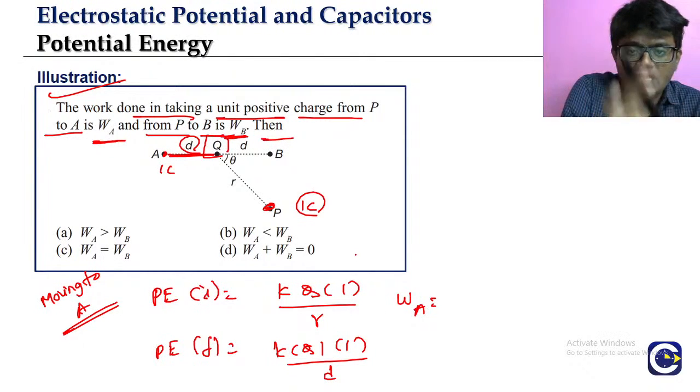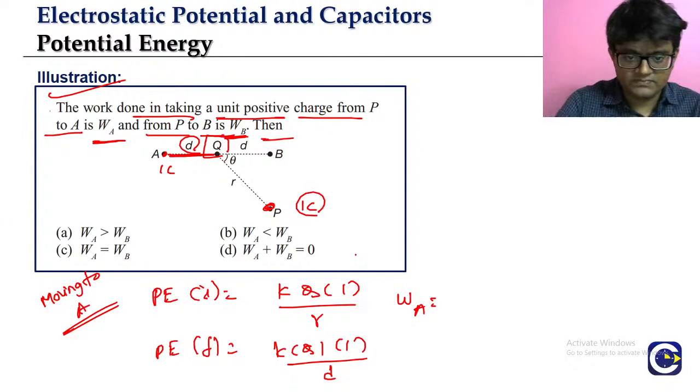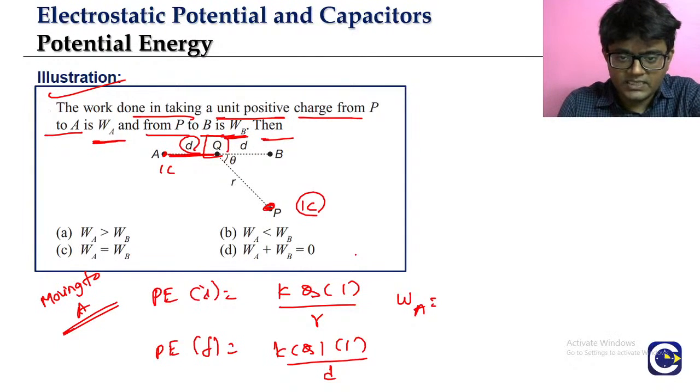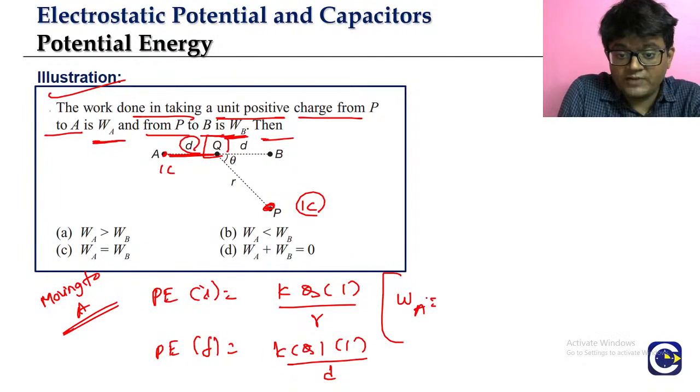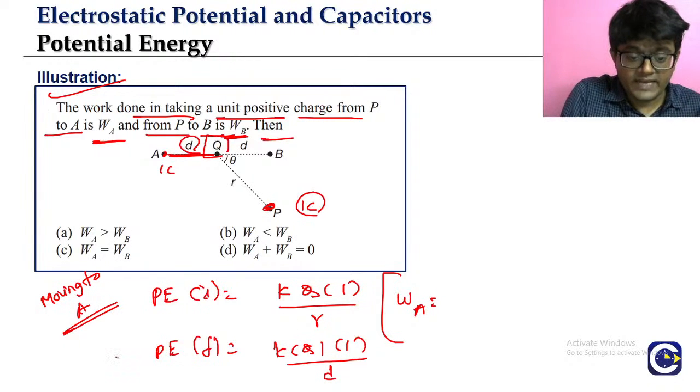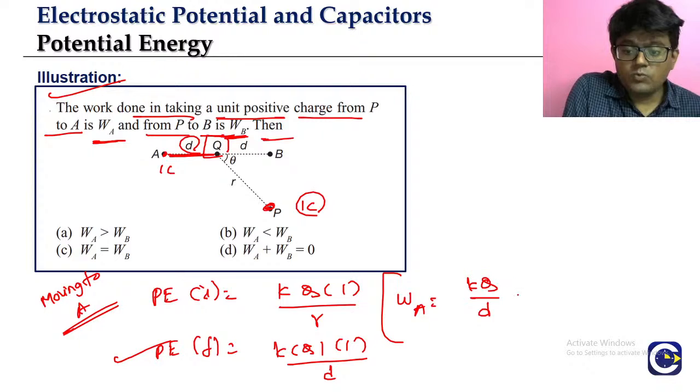We are not discussing the kinetic energy here. So we are assuming that initially the charge is at rest, and finally also it is at rest. So the work to be done to move it from P to A will be what? Final energy minus initial energy, which is KQ by D minus KQ by R.